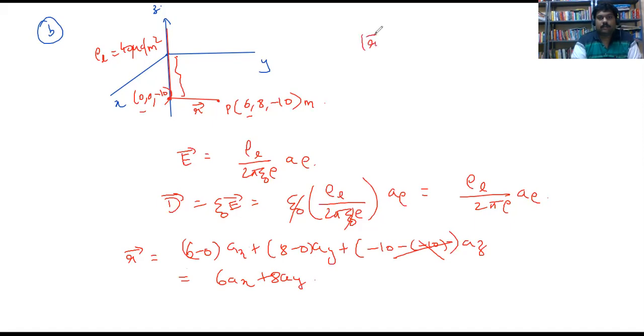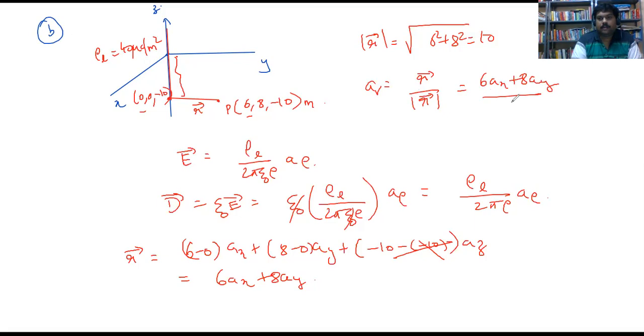What is the magnitude of R? Square root of 6 square plus 8 square, that is 10. So here the unit vector is nothing but R by its magnitude. So 6AX plus 8AY divided by 10.